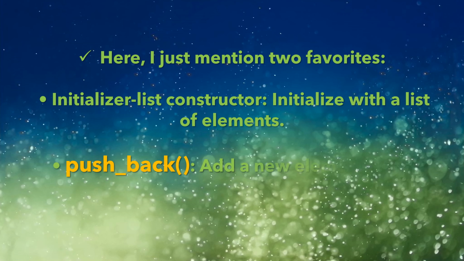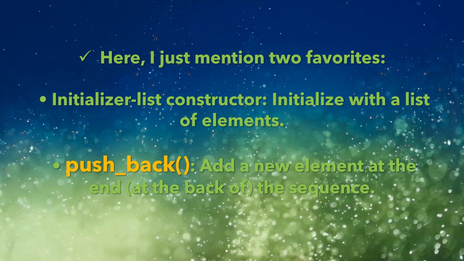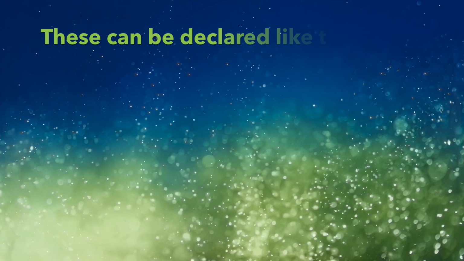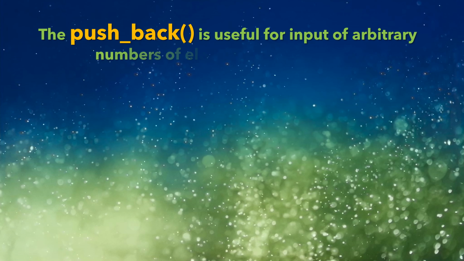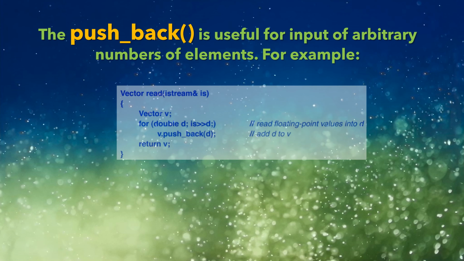Initializer list constructor: initialize with a list of elements. Push back: add a new element at the end, at the back of, the sequence. These can be declared like this. class Vector { public: Vector(std::initializer_list<double>); // initialize with a list void push_back(double); // add element at end, increasing the size by one }. The push_back is useful for input of arbitrary numbers of elements.